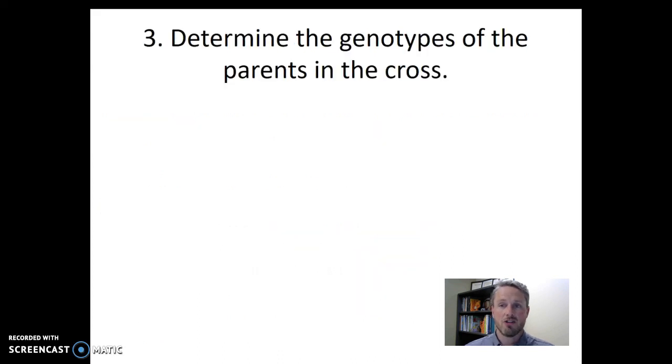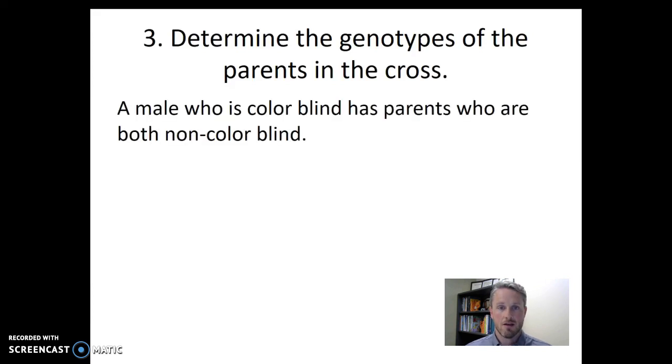So the next step is to determine the genotypes of the parents in the cross. So I said in my question that we have a male who is colorblind, that's me, who has 2 parents that are not colorblind. So we know my father is male, he's XY. And if you look back at that list from the last slide, the only way to be a non-colorblind male is to have this genotype, X with the dominant allele, Y.